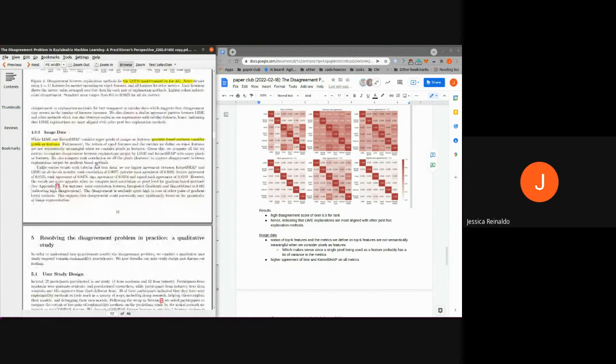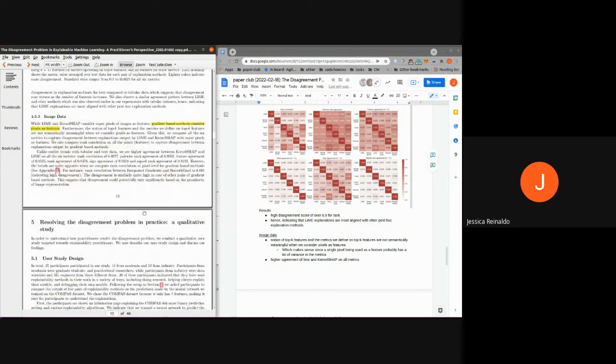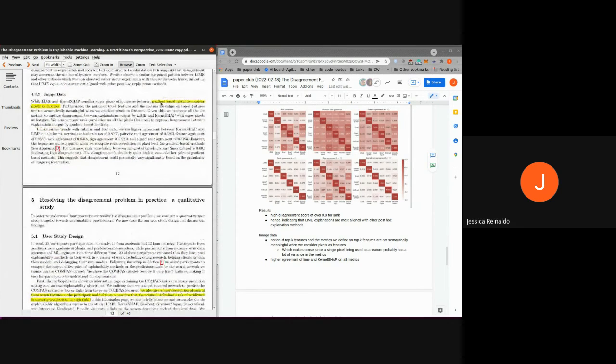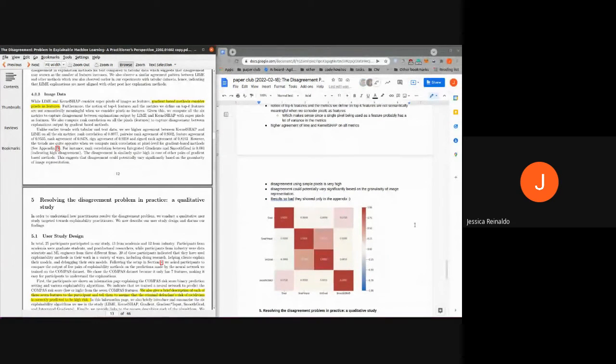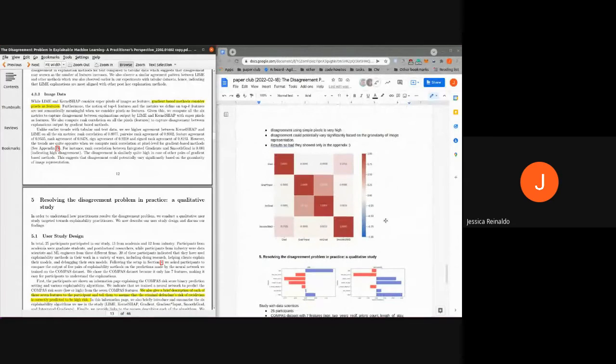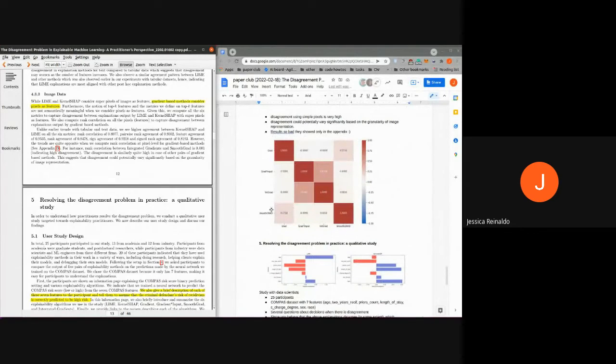For image data, Lime and kernel SHAP can use what they call superpixels as features, while the gradient-based models can only consider the single pixels. And they didn't even put the results here because it was really bad. Like you basically have no correlation here besides these two gradient ones.